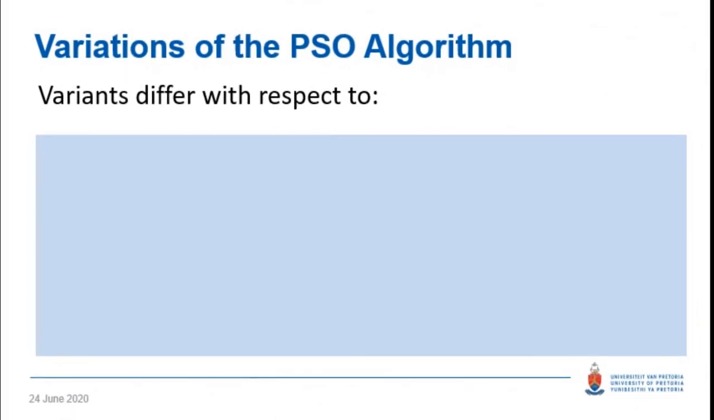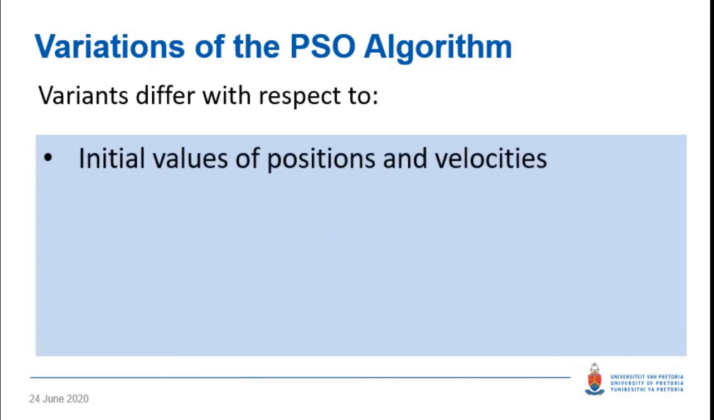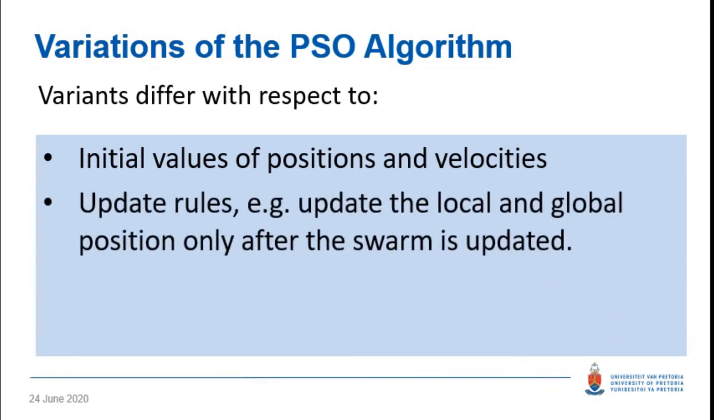So like we had with the ant colonization algorithm, we have a similar situation with PSO. There isn't one set PSO algorithm. So you can have different PSO algorithms, and they differ with respect to different aspects. One of the main ways in which they can differ is how you create initial values for both the positions and the velocities. Also the update rules, so the rules for updating both the local and global position after the swarm is updated. So that would be one thing that could happen.